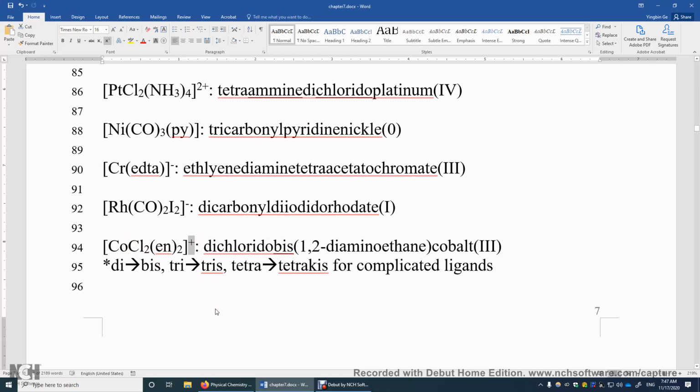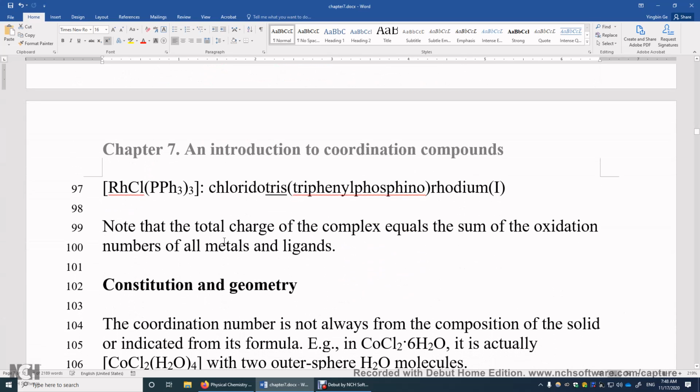So again, if the ligand name is very complicated, you'll have to use bis for 2, tris for 3, tetrakis for 4, pentakis for 5, hexakis for 6. All right. It is not common to see 7 ligands, heptakis, or more ligands. It's possible, but those are rare. All right, so one more example.